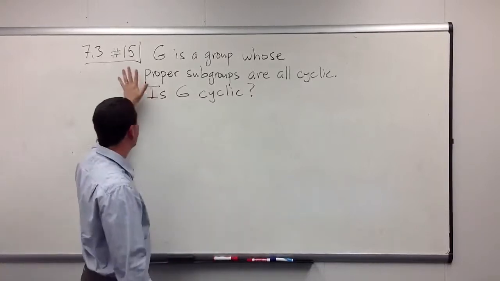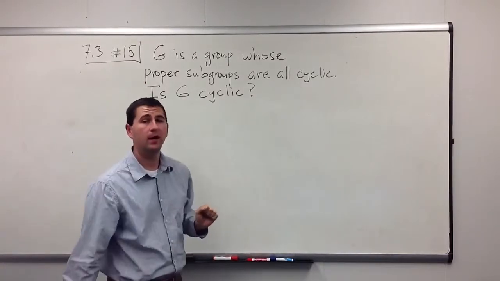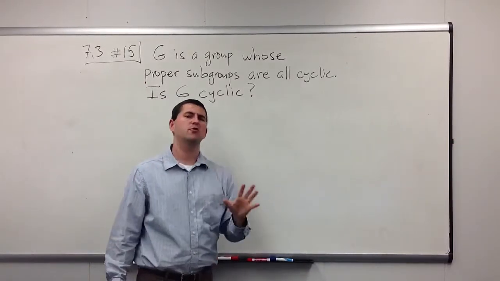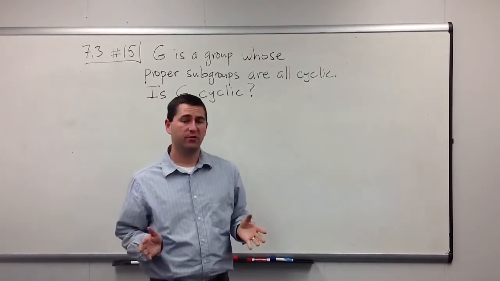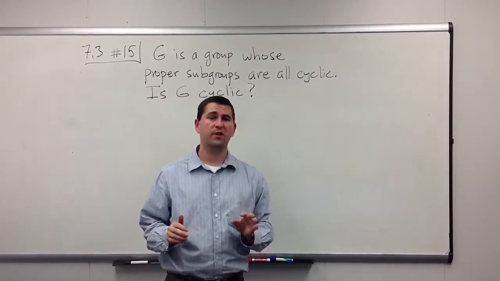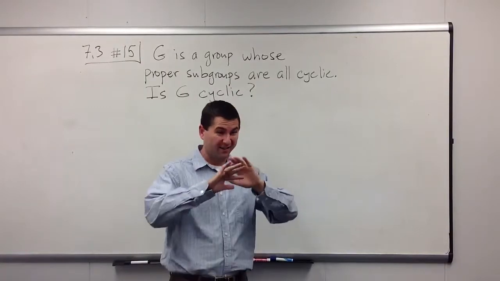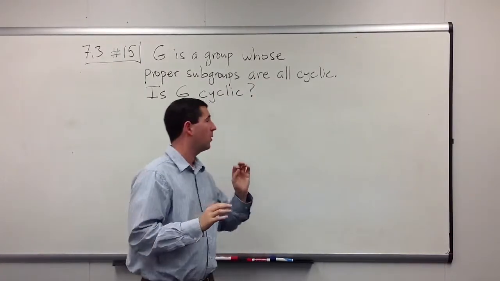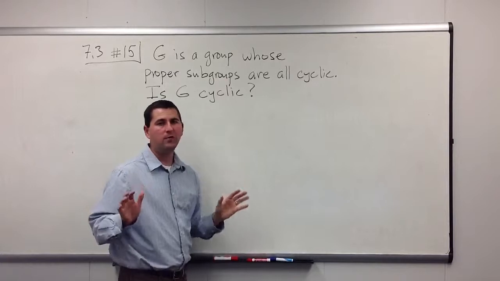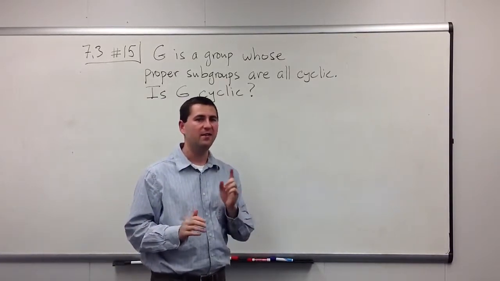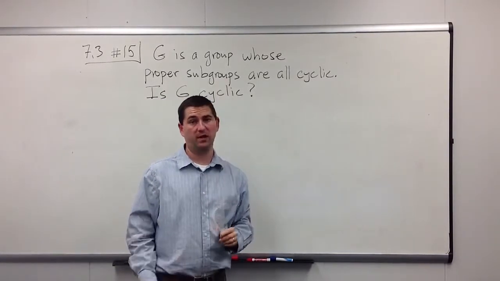Alright, so this is problem 15 from section 7.3. In this problem, we're given a special group, all of whose proper subgroups are cyclic. Remember, proper subgroup means all the subgroups of G except itself. So, if we know that all these proper subgroups are cyclic, does that mean that the whole group is cyclic?